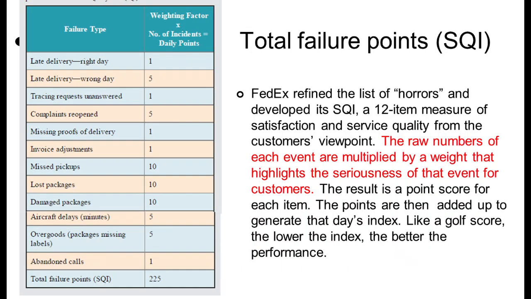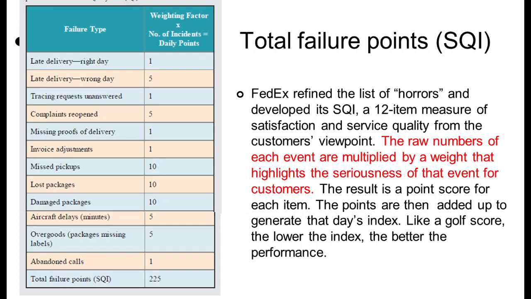If you look at the left side, there are each of these 12 items: late delivery, right day, wrong date, tracing request unanswered, complaints reopened, missing proofs of delivery, invoice readjustment, missed pickups, lost packages, damaged packages, aircraft delays, overgoods, abandoned calls. Any of these could be issues that the customers might face. So they listed the entire set of problems from a customer's viewpoint.